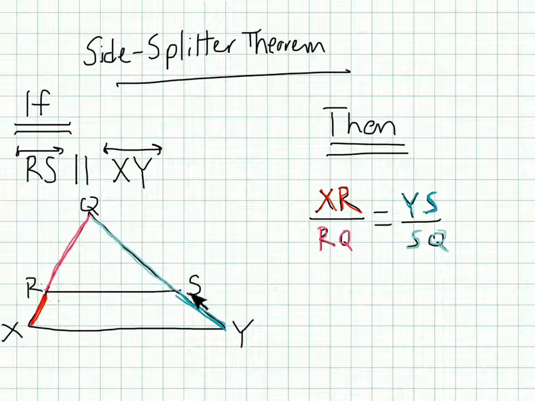If a line, in this case RS, is parallel to one side of a triangle and that line intersects the other two sides, then it's going to divide the sides proportionally. And again, what does proportion mean? It means the ratio of this divided by this will be the same as the ratio of this divided by this. And that's the side splitter theorem. Let's take a look at a corollary to this.